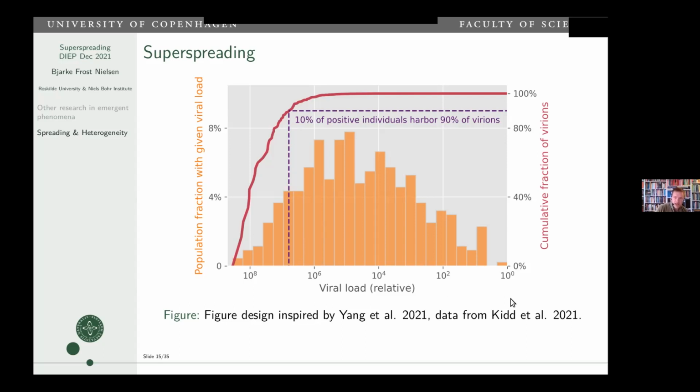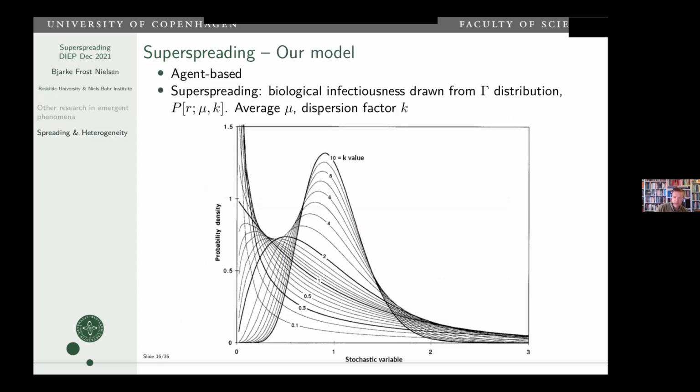Another way of putting that, maybe more physicsy, is that imagine you had taken all the viral particles and pooled them together. You pick a random one, then you're actually 90% sure that you'll get one from this most infectious 10% of people. That's another way of putting it.